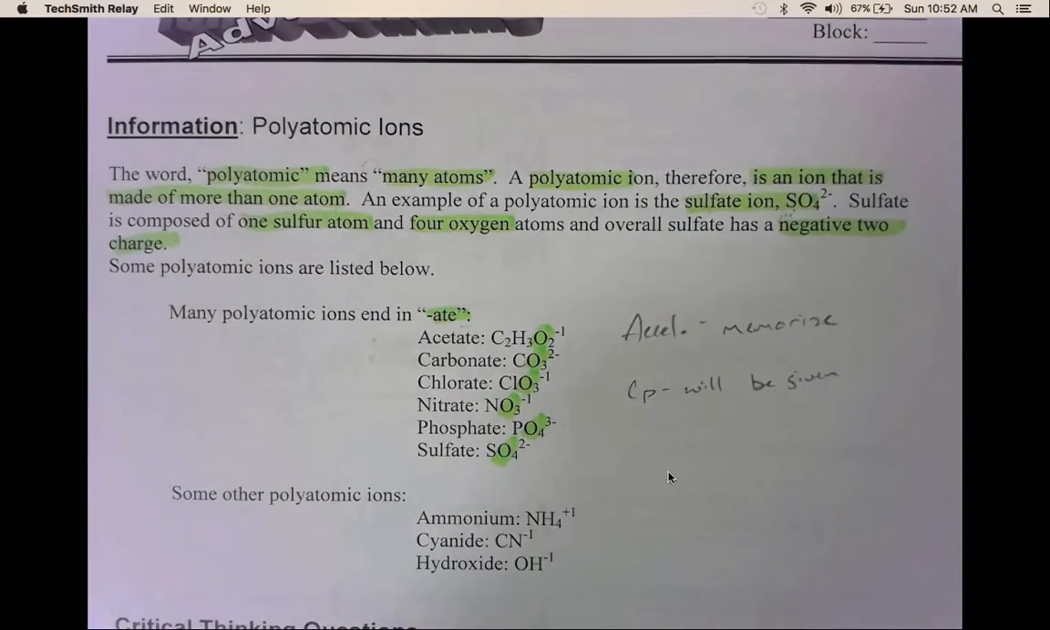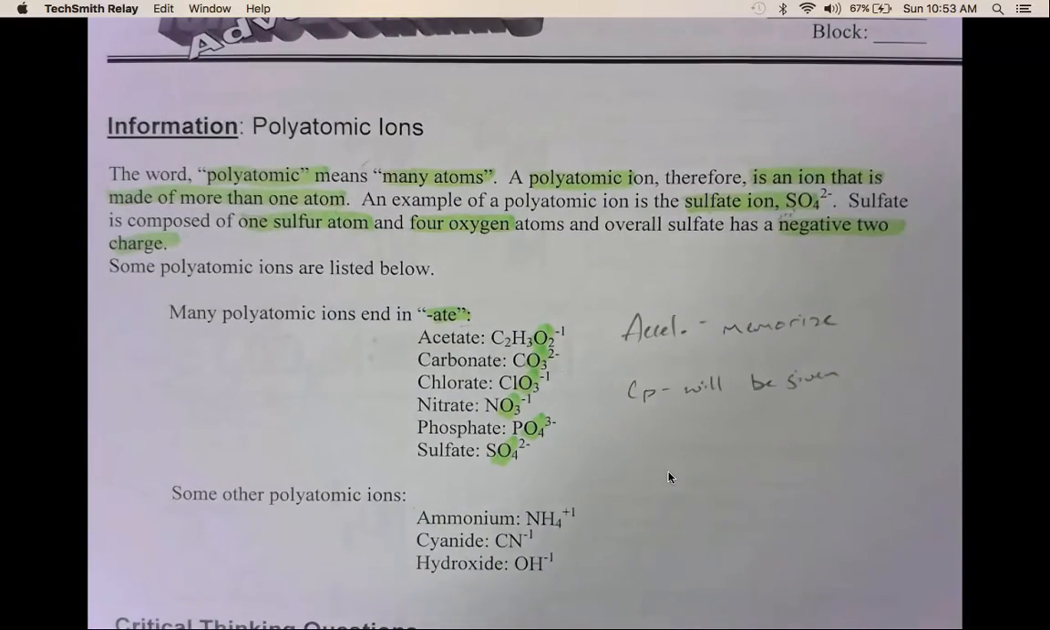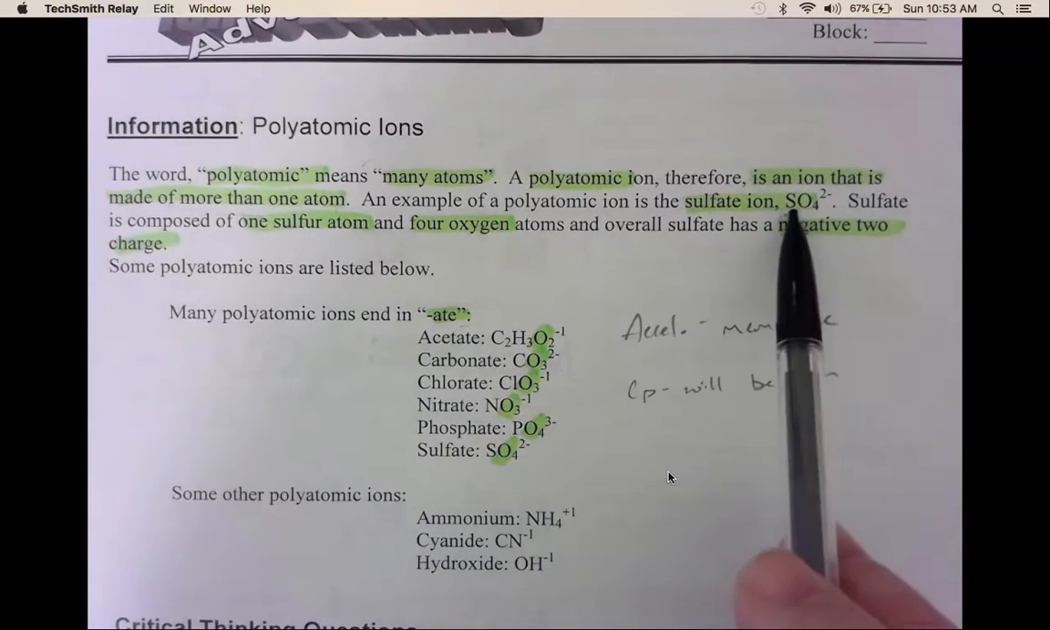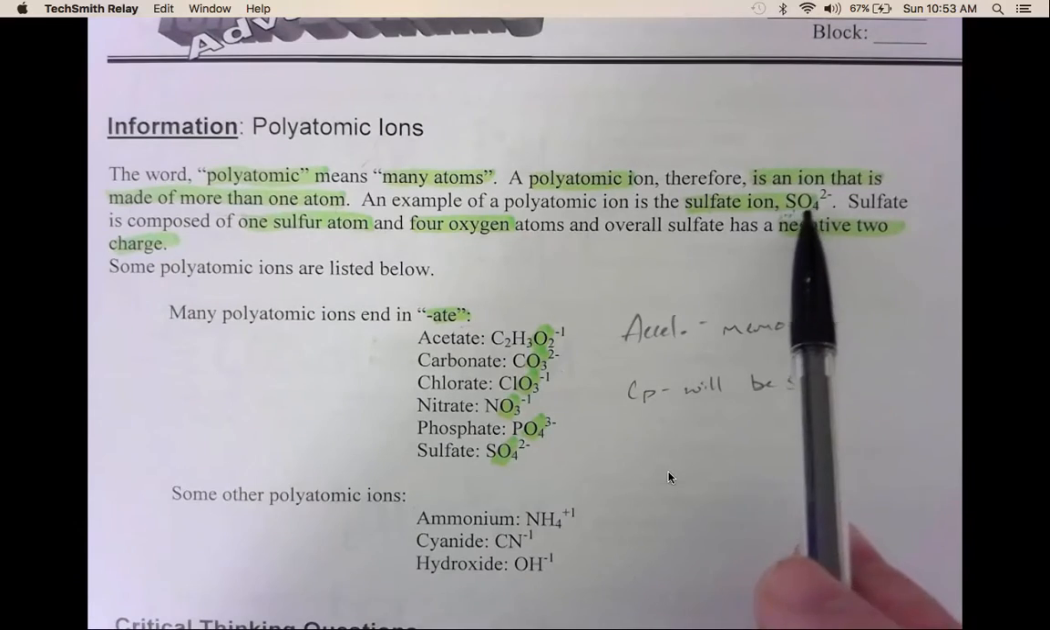Next we have some examples of polyatomic ions. The example given is sulfate. One of the things I want to point out is that sulfate is made up of one sulfur and four oxygens with a -2 charge. Yes, it is made up of sulfur and oxygen.